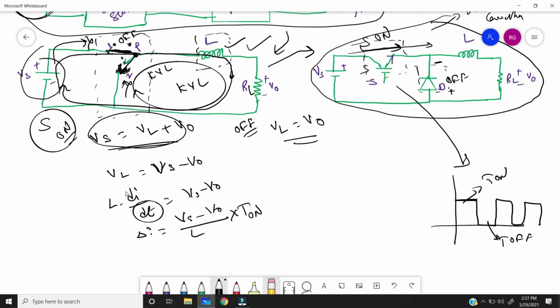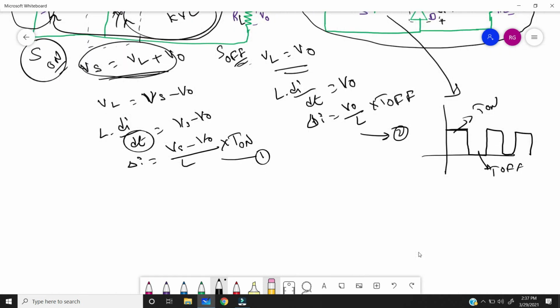Now we can go to the switch off condition. We get VL is equal to V0, right? I'm rewriting here the voltage across the inductor as L di by dt, that is equal to V0. Here I'm taking di as the change in current, and that is equal to V0 by L into dt. Here the switch is in the off condition, so we get T off, nothing but the off time. Now let this be equation 1 and this be equation 2.